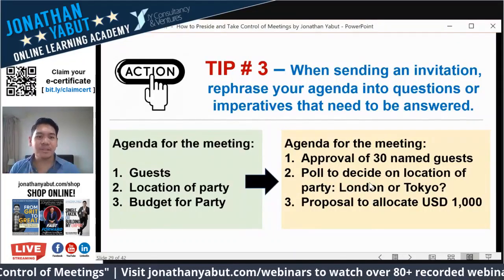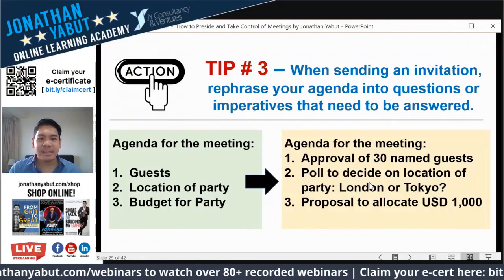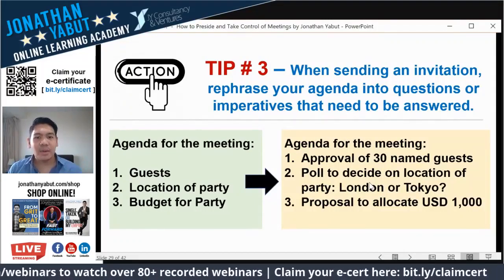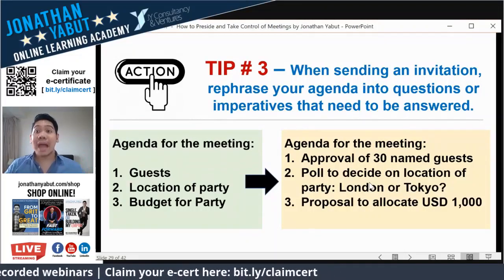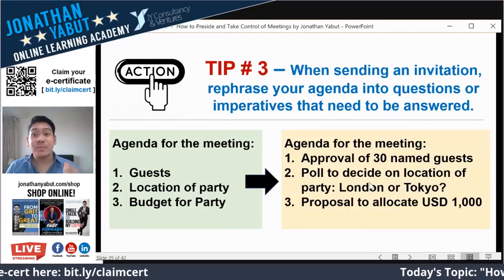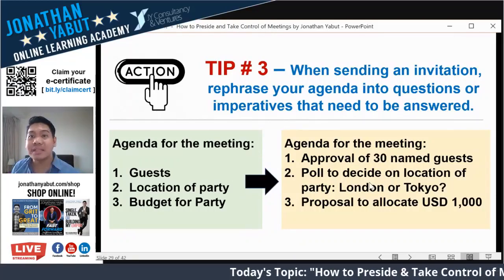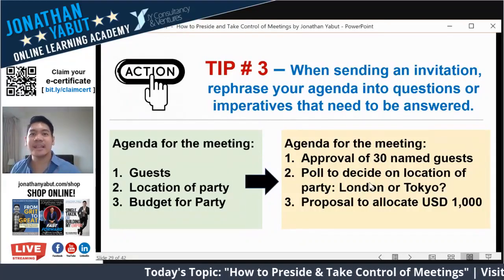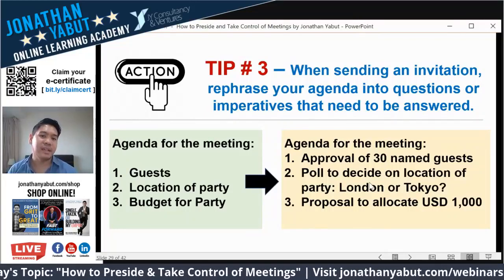necessary. Number two, instead of typing location of party, be specific. Say instead, poll to decide on location of party. Is it in London or in Tokyo? So now you're making it clear to the attendees that you have to be there because we all are going to make a poll. And if you're absent, you're going to miss the vote. This is when people get to decide, I should be part of the meeting, right?